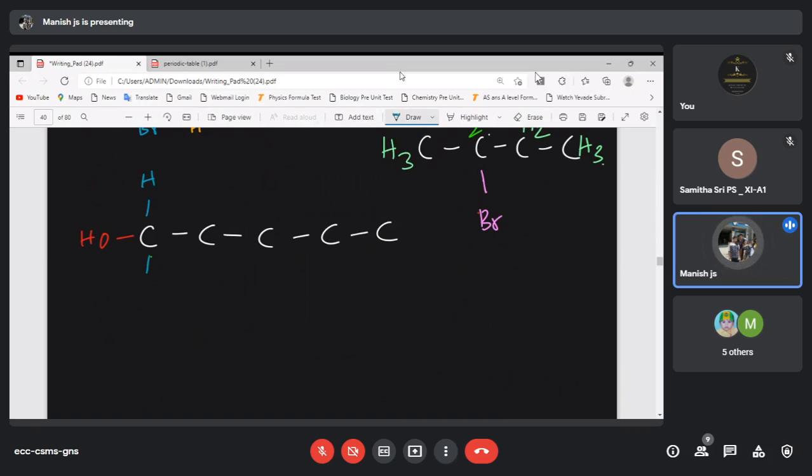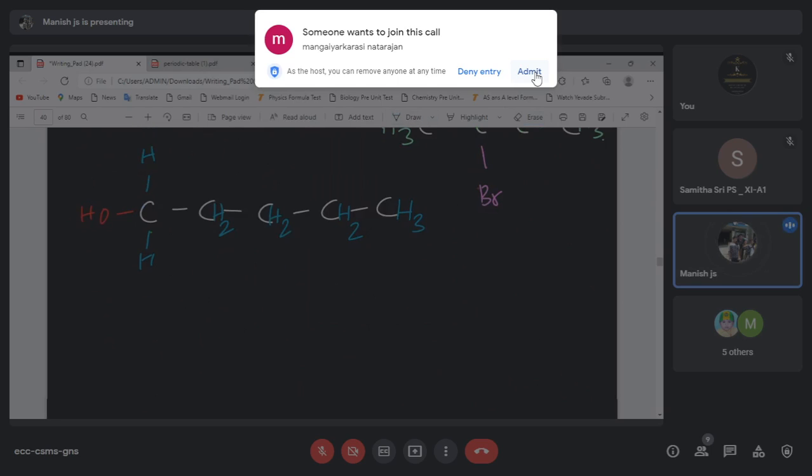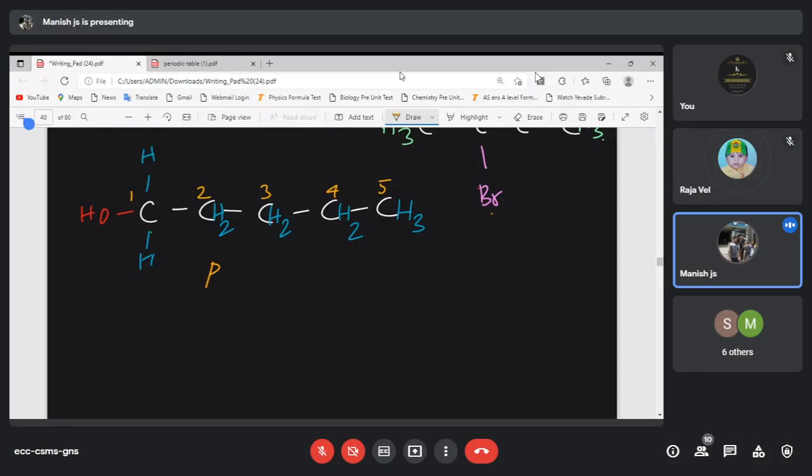So here you again have two hydrogens. The next carbon also has two, and the last carbon on this side will have 3. Okay, so let me just erase this and put 2. So this is it. What is the name of this hydrocarbon? Again you have to give numbering. So where will we start the numbering from? The carbon where the functional group is present gets the first preference. So 1, 2, 3, 4 and 5. So what will be the name? Pentanol, sir. Yes, it will be pentane-1-ol.